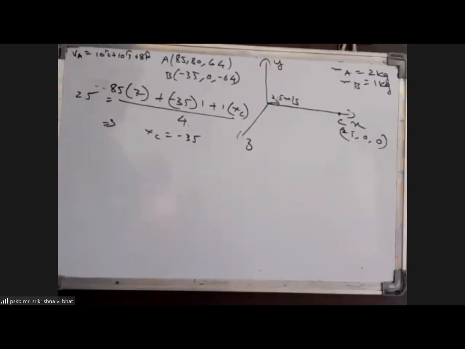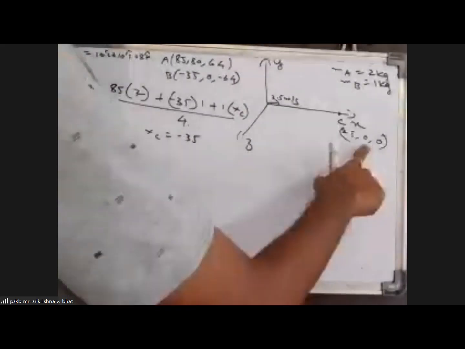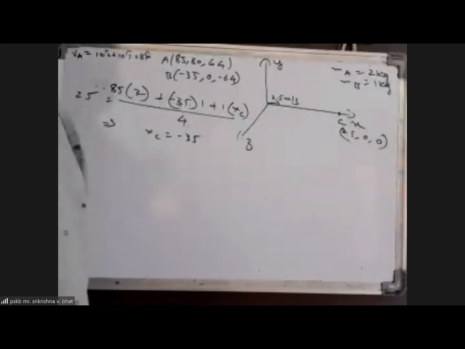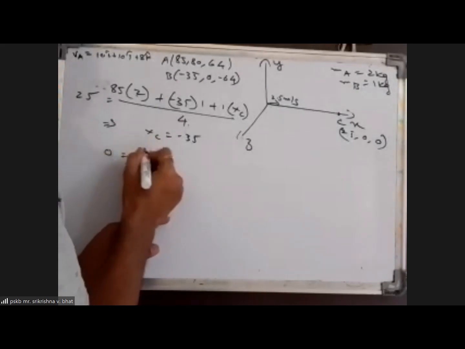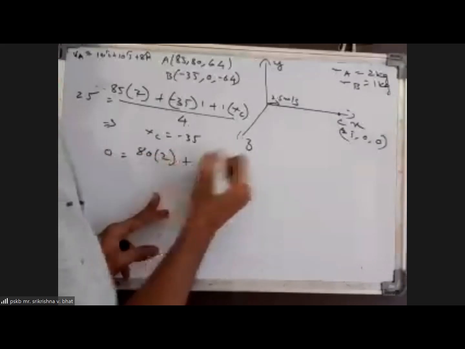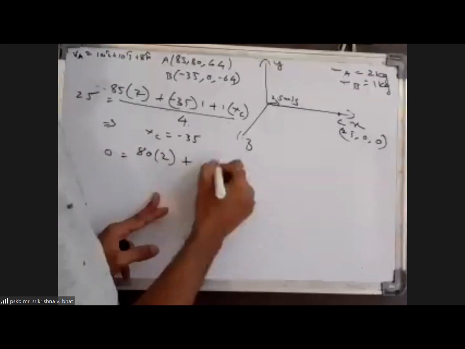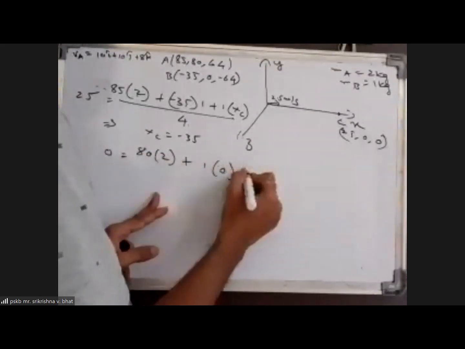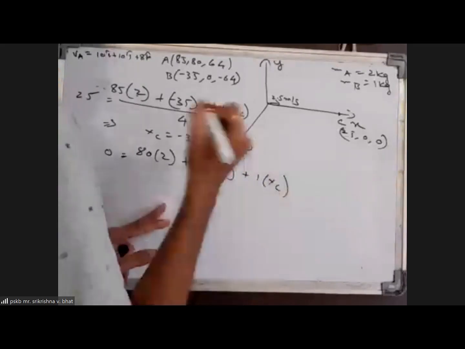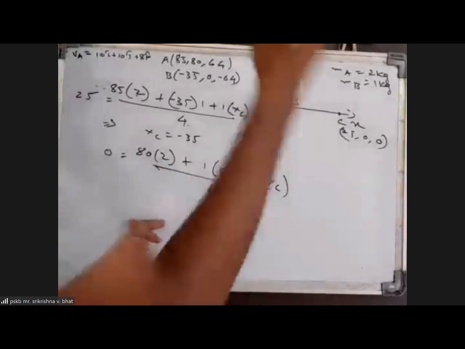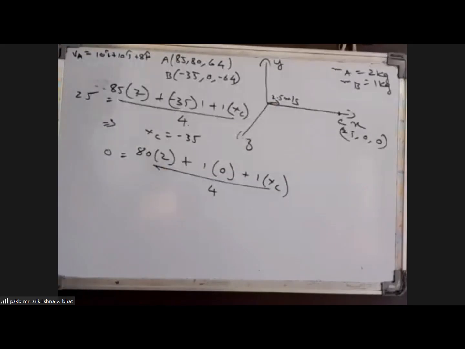XC comes out to be minus 30. Similarly, we can find YC because the y coordinate of the center of mass is 0. So we can equate 0 to 80 into, and then we have, okay. So we can get YC also. So YC comes out to be minus 160.